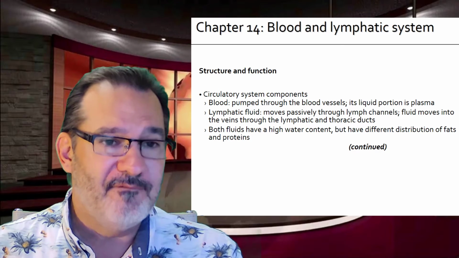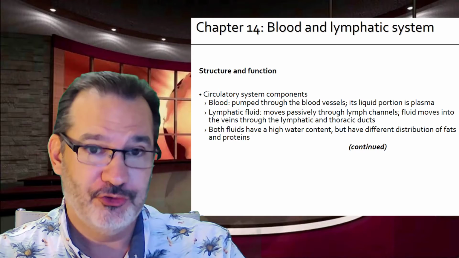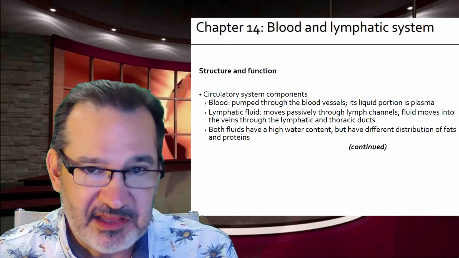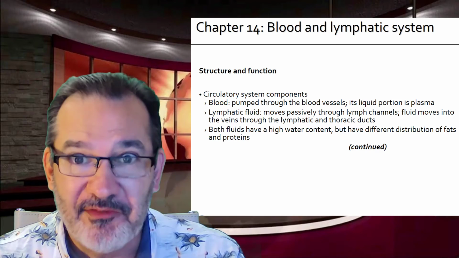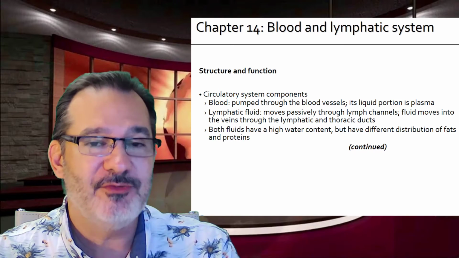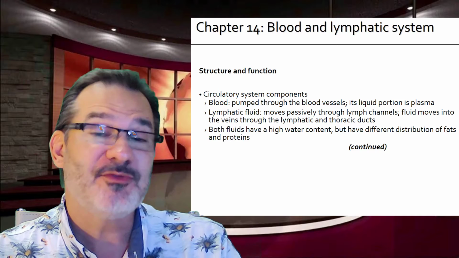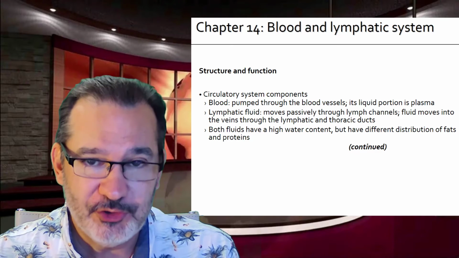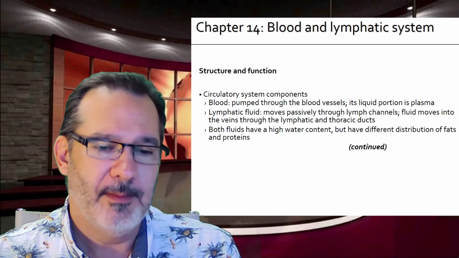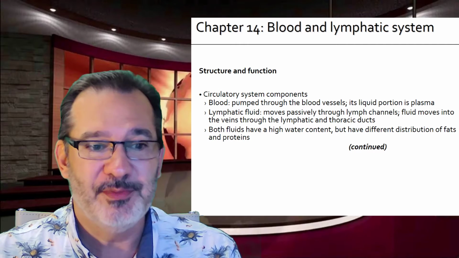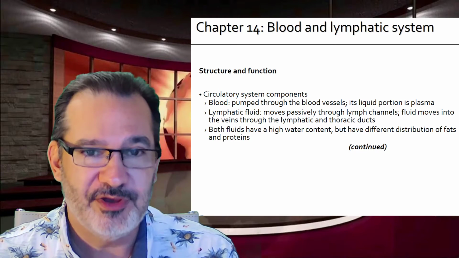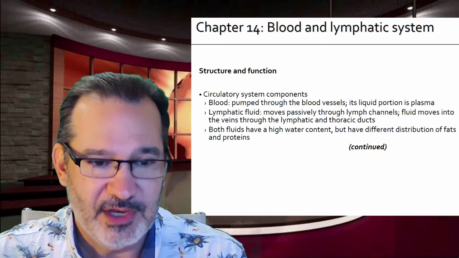So the structure and the function of the circulatory system, or the blood and lymph system, is to pump blood through vessels. I think that's pretty much what everybody knows, right? Its liquid portion is called plasma, and plasma is required for a lot of the blood tests that we do. So if you become a lab tech or a phlebotomist, you'll become really familiar with knowing the difference between plasma and serum when it comes to certain blood tests and what is required in order to do testing. And I think we'll talk about that a little bit more as we go.